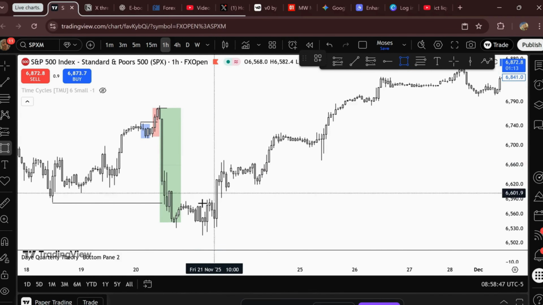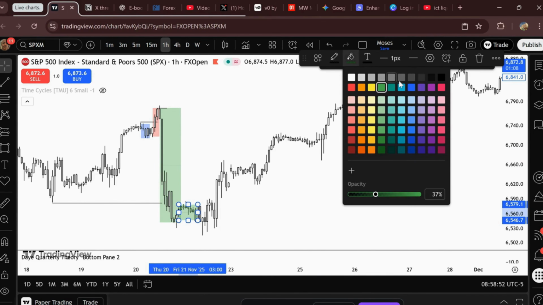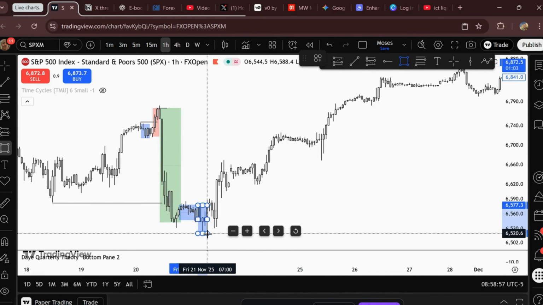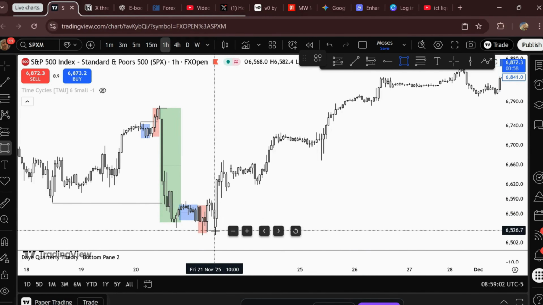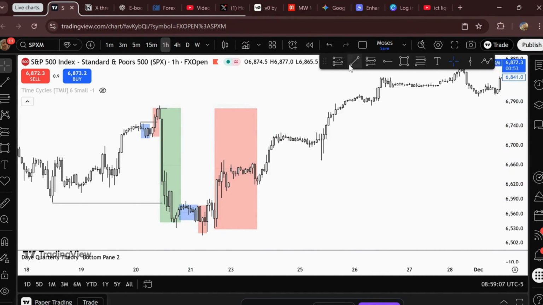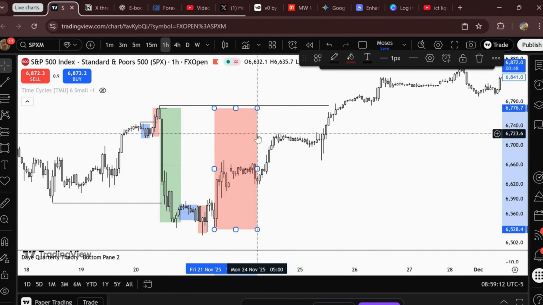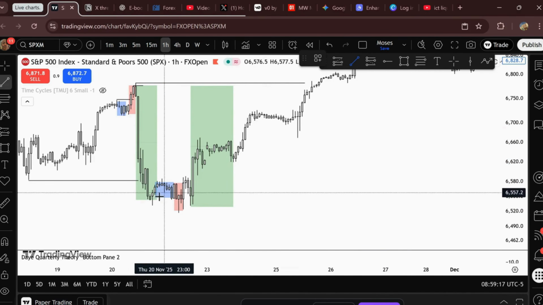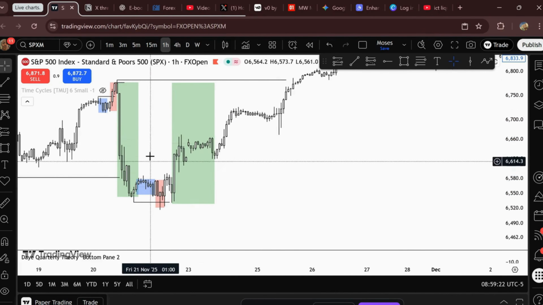That's another example here. Accumulation, manipulation, and then we saw price distribute. This old high that was created previously became the new target for price. So that is the sequence of the market, and I hope that makes sense to you as you watch this video.